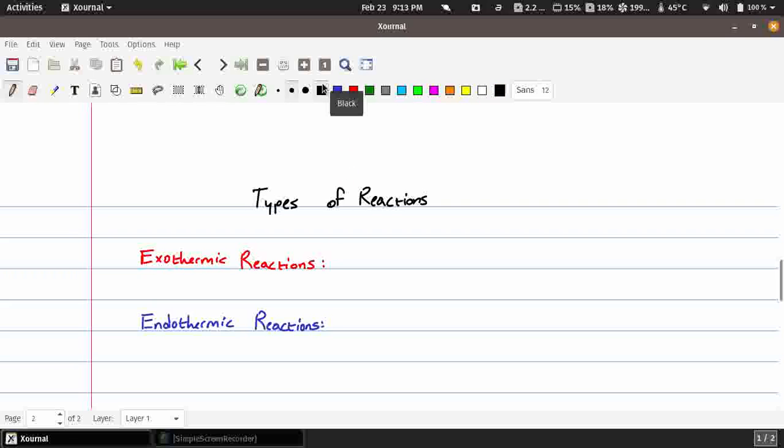Okay, so an exothermic reaction is when a chemical reaction releases energy. And that's not saying that it spontaneously happens. Maybe it needs a little bit of energy, but overall it's going to be releasing more energy than was put into the system.